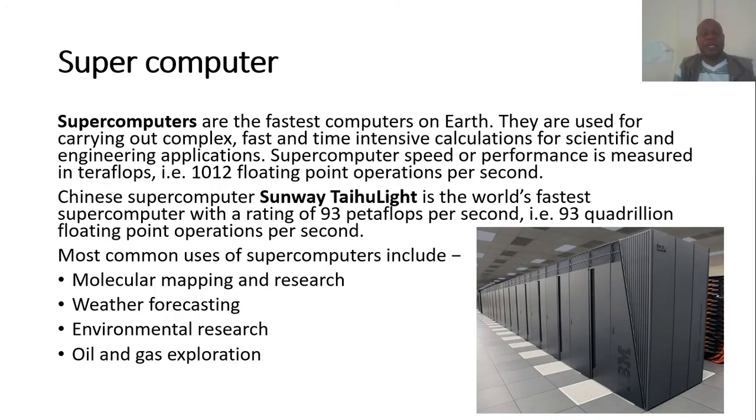Now the last and biggest is the supercomputer. Now the supercomputer is the fastest computer today on earth. These are used for carrying out complex tasks and intensive calculations for scientific and engineering applications. The supercomputer speed and performance is measured in teraflops, that is 10^12 floating point operations per second. Now, one of the most popular supercomputers is the Chinese Sunway TaihuLight. That is the world's fastest supercomputer with a rating of 93 petaflops per second. That is 93 quadrillion floating point operations per second. So that is super fast.